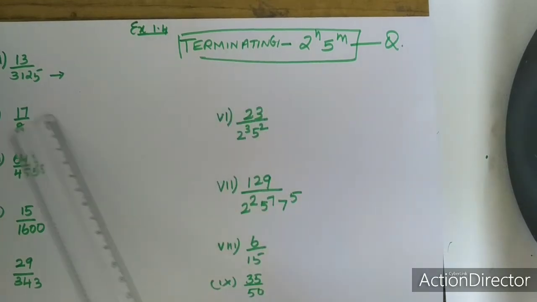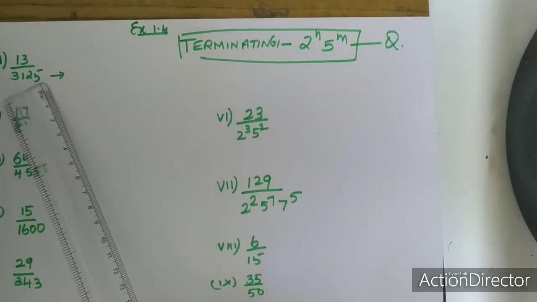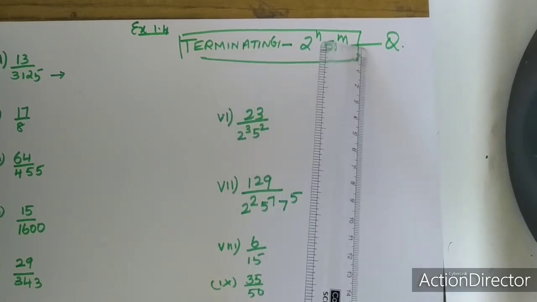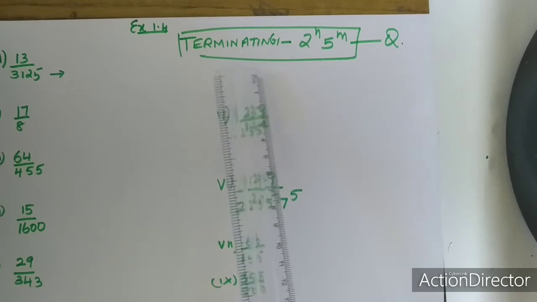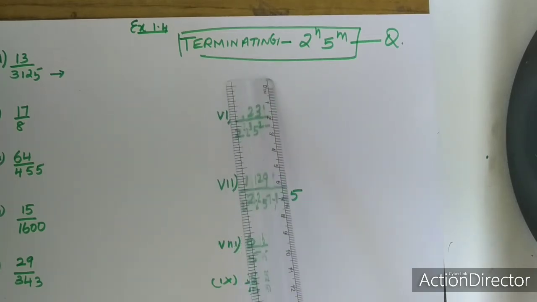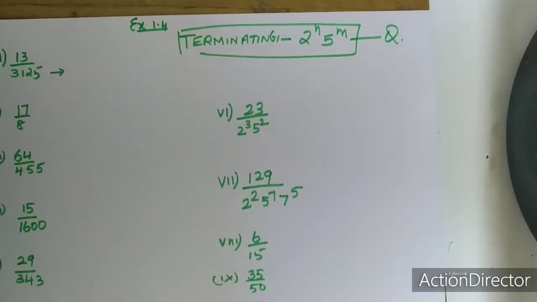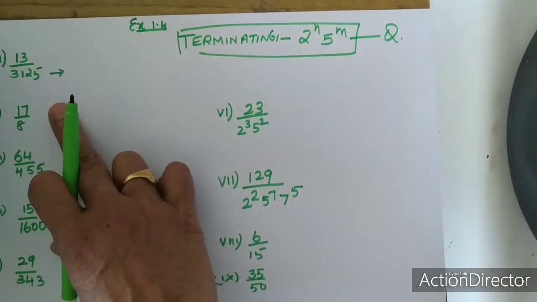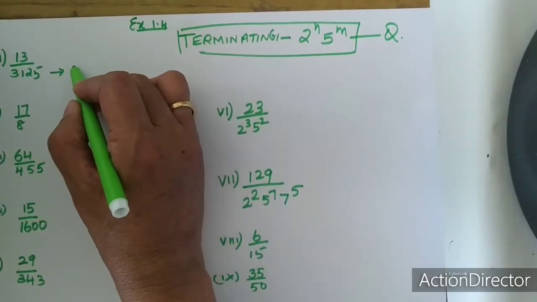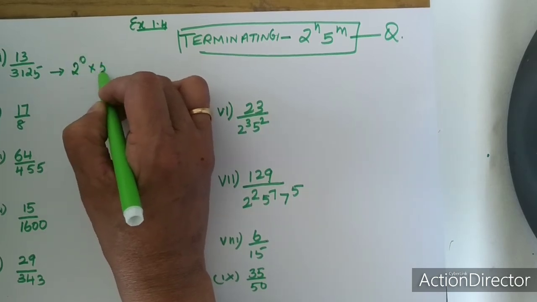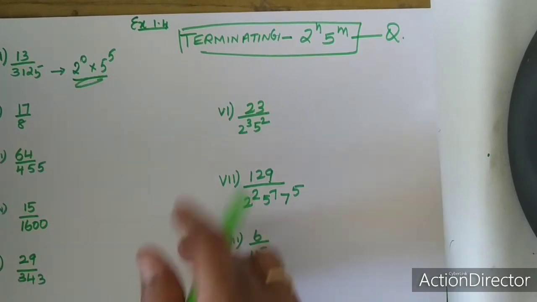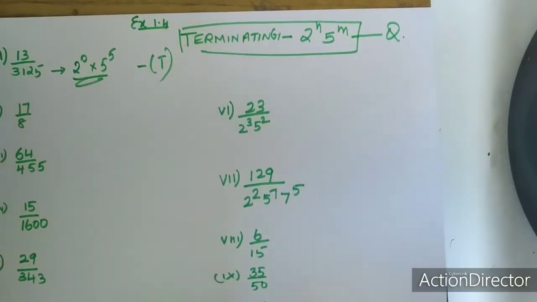For terminating, you have to check the factors of q, which should be equal to 2 power n into 5 power m. Other than this, everything is non-terminating repeating expansion. So let us check now. What is the first number? First number is 13 upon 3125. This 3125 can be factorized as 2 power 0 into 5 power 5. We are not having any other factors apart from 2 and 5. So this will be a terminating one.